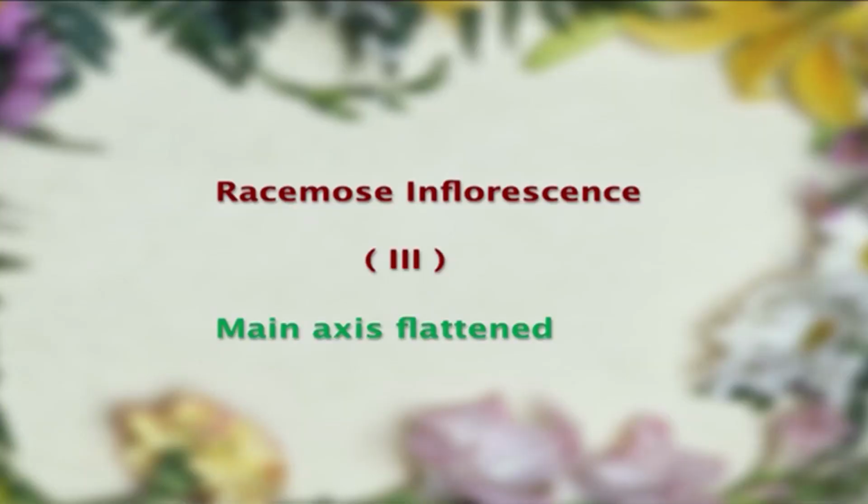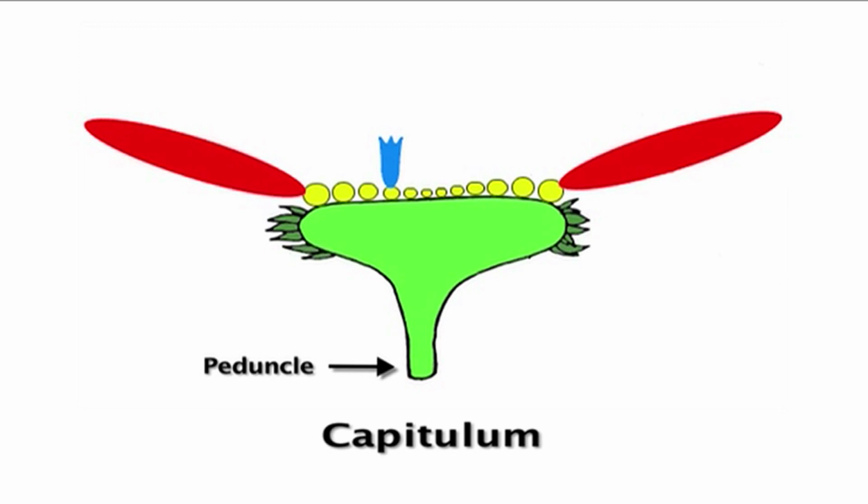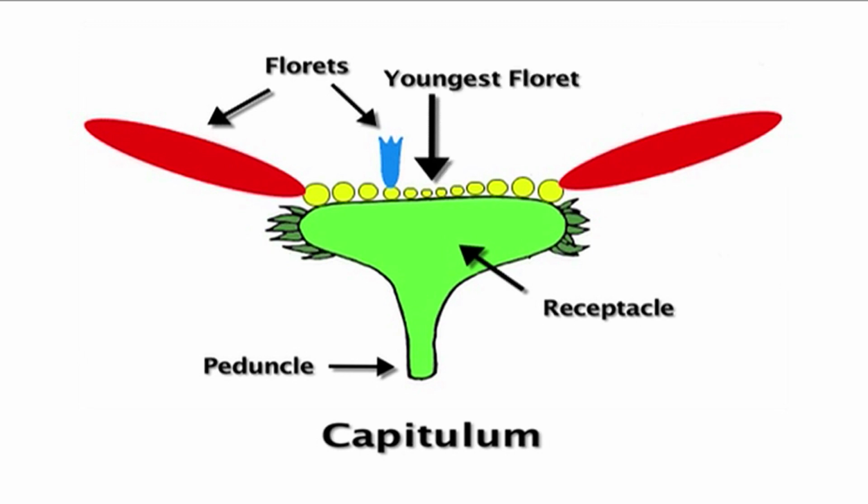We now come to the third and last category of the racemose inflorescence, that is where the main axis is flattened. This category is represented by the capitulum. In capitulum, the main axis is flattened into a more or less convex structure called the receptacle. The latter bears numerous small and sessile flowers termed florets. These florets are arranged in a centripetal manner, that is, youngest flowers in the center and oldest towards the periphery.